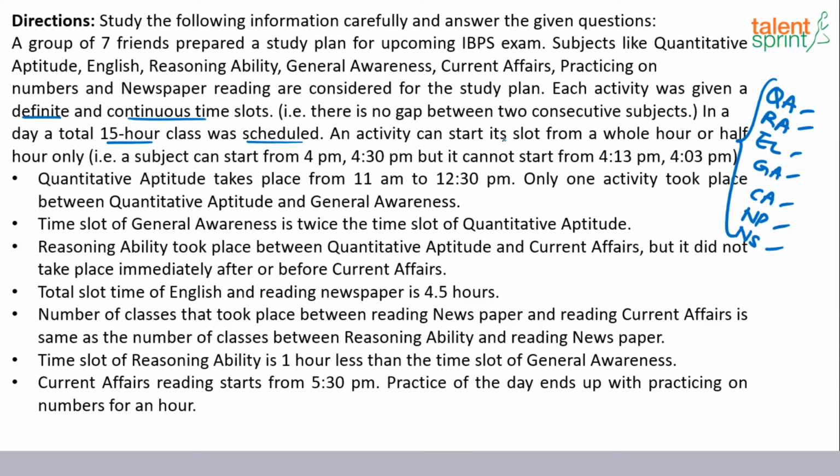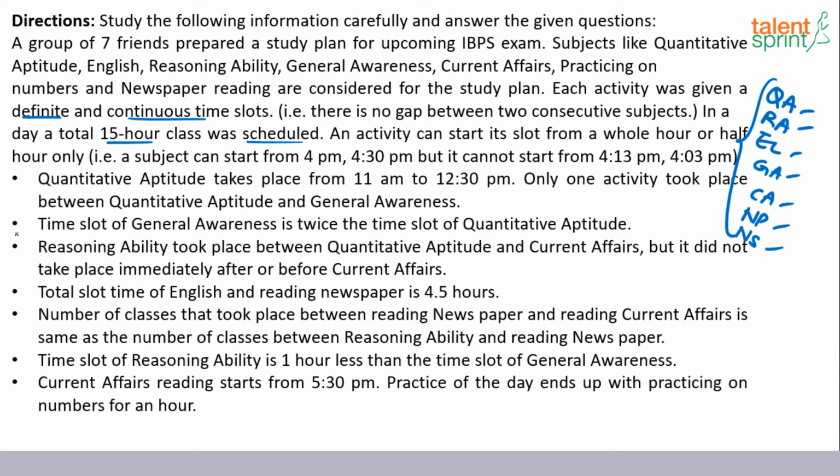An activity can start its slot from a whole hour or half hour only. That is, a subject can start from 4 p.m. or 4:30 p.m. and so on, but it cannot start from 4:13 p.m. or 4:03 p.m. etc. Right? So basically, it should start on a whole or half hour. It can start at 5, 5:30, 6, 2, 2:30, and so on. But it cannot start at 2:15. It cannot start at 2:20, and so on.